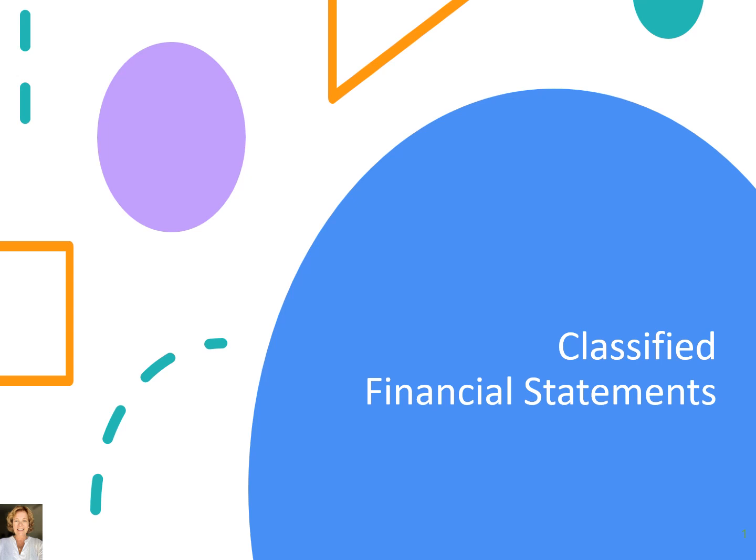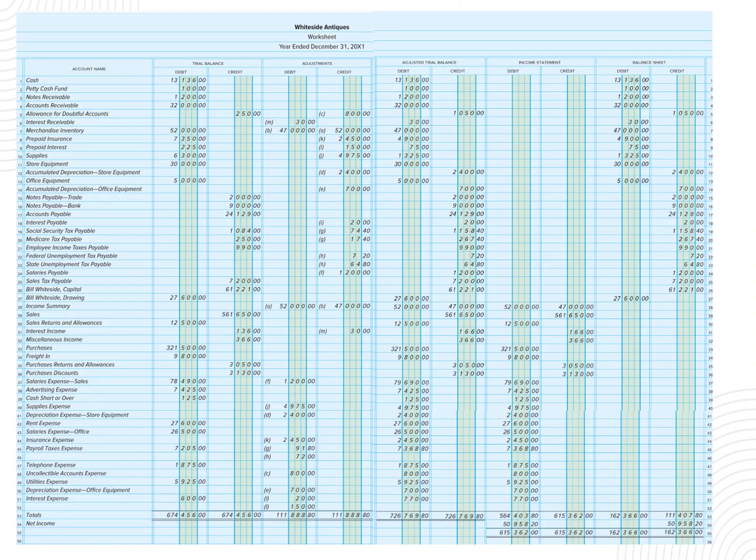In prior videos, we learned about the accounting cycle steps 1 to 9 and the worksheet for service business and merchandising business. In addition, we learned about financial statements, the income statement, the statement of owner's equity, and the balance sheet. In this video, you'll learn about the classified financial statement layout, which makes it easier to calculate financial ratios and compare companies.